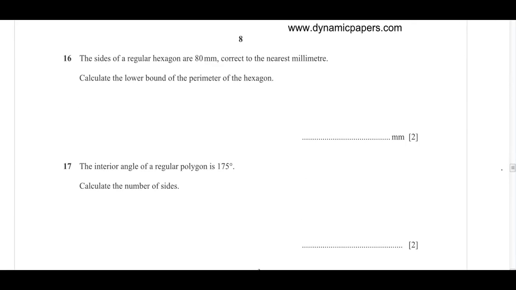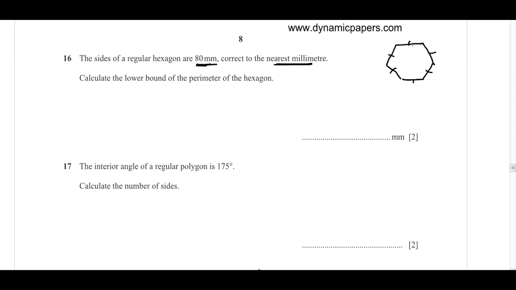Okay. Next question number 16 is a very simple question about the upper bound and lower bound that you have to take. Question is, the sides of the regular hexagon are 80 millimeter, correct to the nearest millimeter. This is the degree of accuracy and this is the length of the sides. There is a regular hexagon. Hexagon means 6 sides. If this is a regular hexagon, it means each side is given as 80 millimeter.